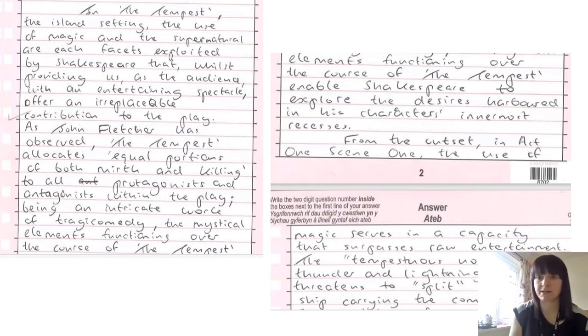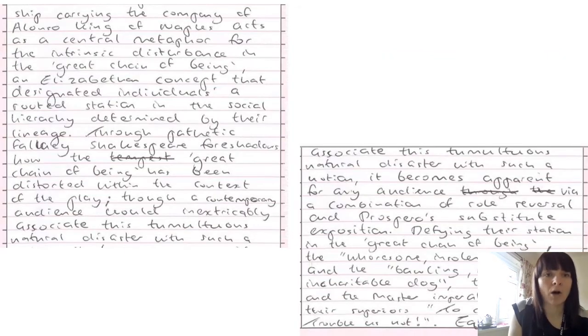From the outset in Act 1, Scene 1, the use of magic serves in a capacity that surpasses the entertainment. The tempestuous noise of thunder and lightning that threatens to split the ship carrying the company of Alonso, using the acts as a central metaphor for the intrinsic disturbance in the great chain of being, an Elizabethan concept that designated an individual a rooted station in the social hierarchy determined by their lineage. Through pathetic fallacy, Shakespeare foreshadows how the great chain of being has been distorted within the context of the play, though a contemporary audience would inextricably associate this tumultuous natural disaster with such a notion.